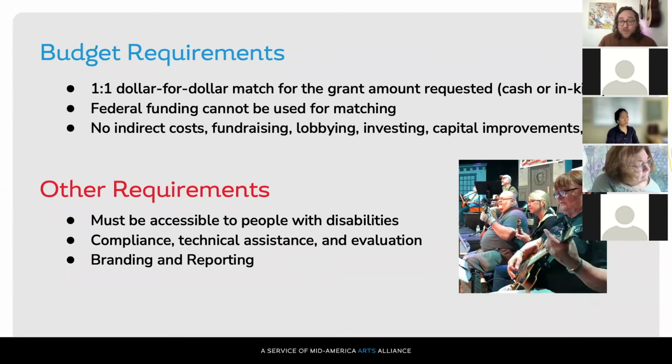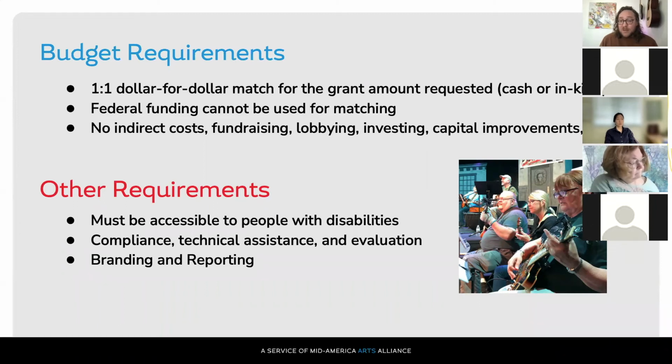This slide shows a photo of community engagement participants playing guitars on stage, as well as summaries of the budget and other administrative requirements for the grant. The project must have a budget that reflects a one-to-one, dollar-for-dollar match for the grant amount requested. So if you request $10,000, you must match $10,000. This match may be a combination of cash or in-kind contributions, so all funding, procured or pending, should be included in the budget. You should note that federal funding cannot be used to meet the one-to-one match requirements.